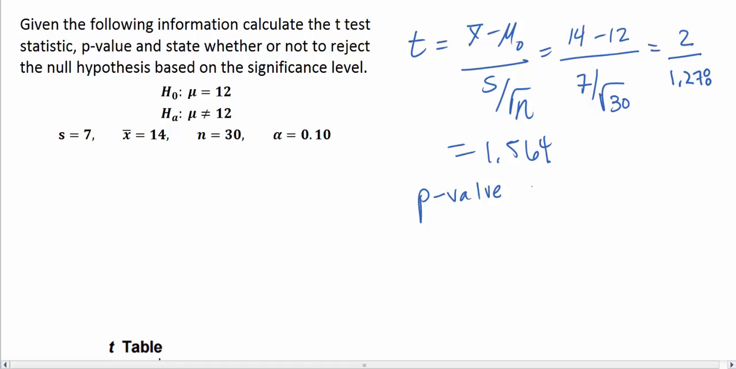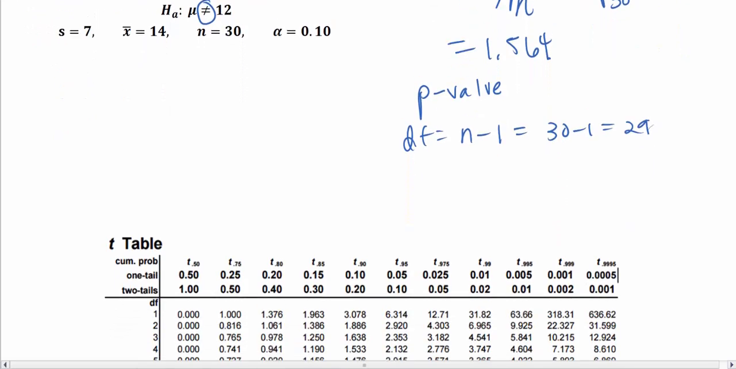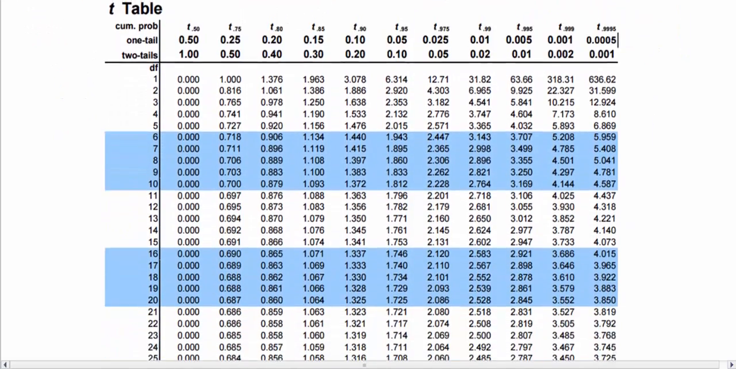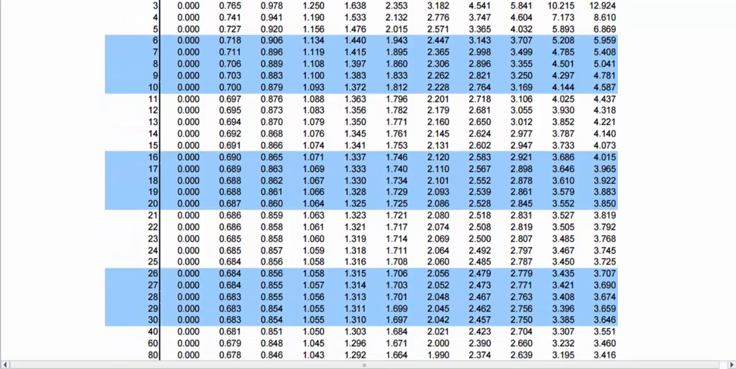And this will be a two-sided p-value because we have a not equals in the alternative. So the first step is to find our degrees of freedom, which in this case will be equal to n minus 1, which is equal to 30 minus 1, which is simply just 29. So if we find that on the t-table, go down here and find our t table with degrees of freedom of 29.